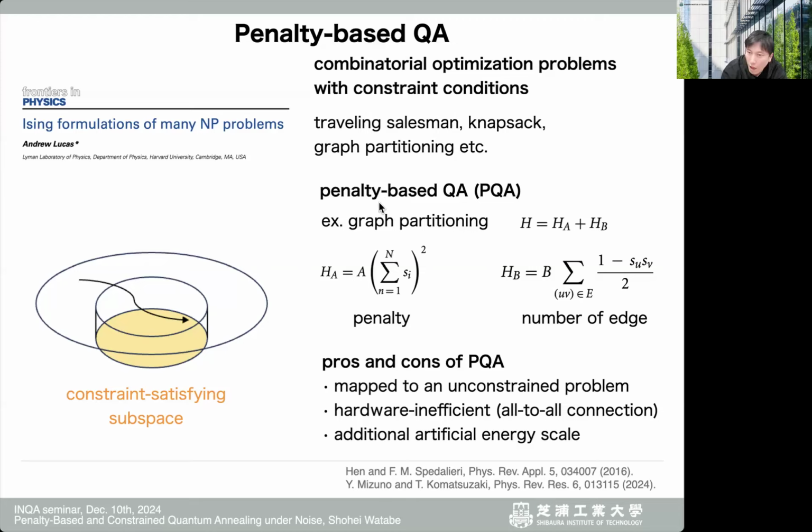For example, I explain penalty-based quantum annealing using the graph partitioning problem. The Hamiltonian is given here as the sum of H_A and H_P. H_A represents the penalty terms, and H_P represents the problem Hamiltonian. In this case, the quantity here represents the number of edges.